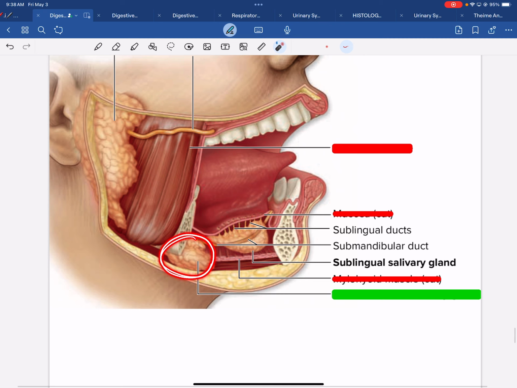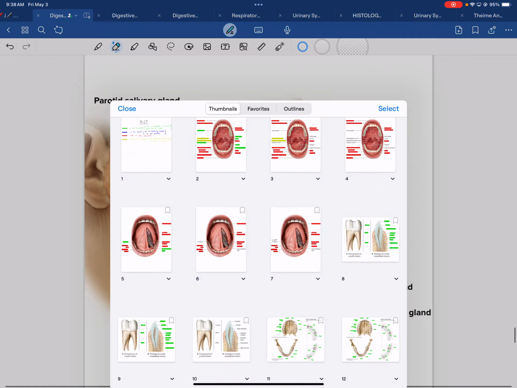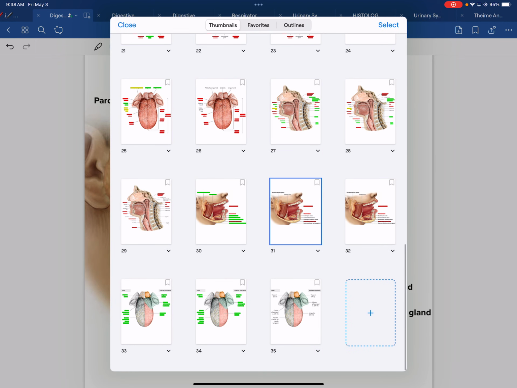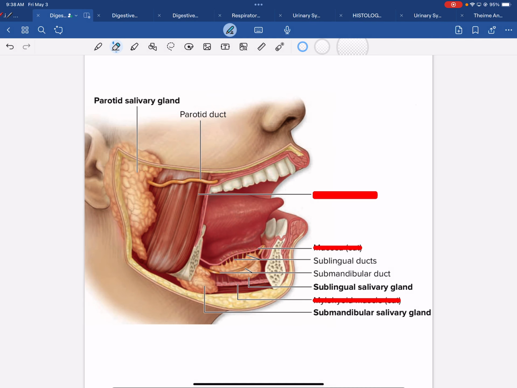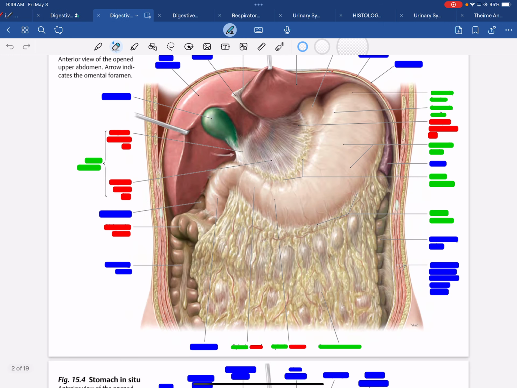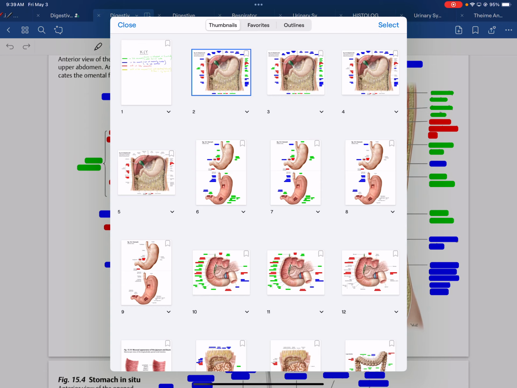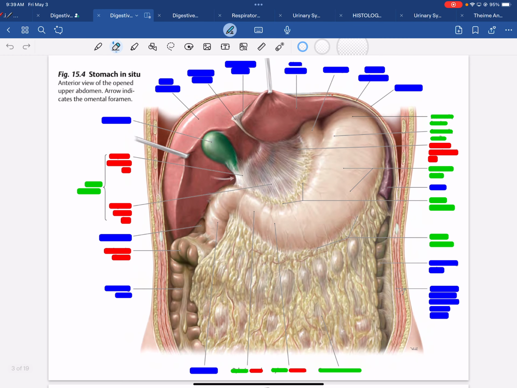And what is this gland? Good, the submandibular gland. Okay. All right, so after the oral cavity is the oropharynx, and then the laryngopharynx, and then the esophagus. What's the organ after the esophagus? Good, the stomach.